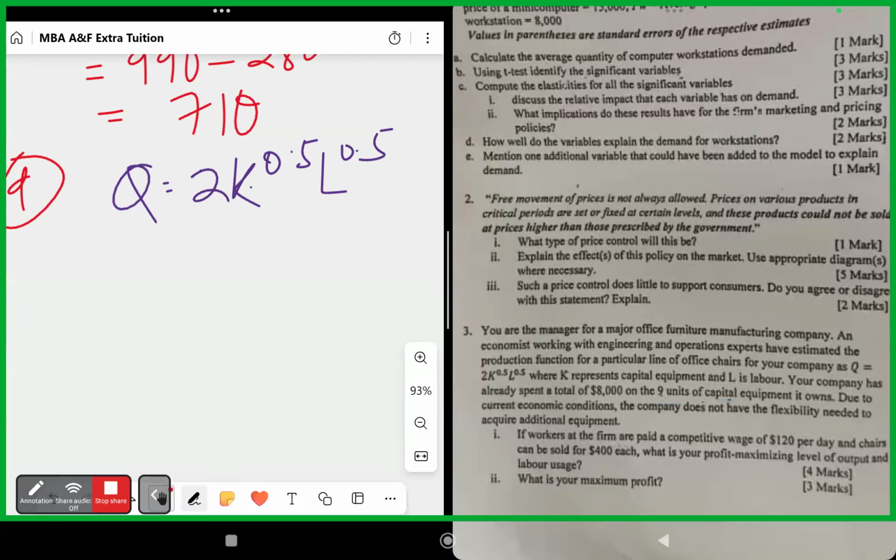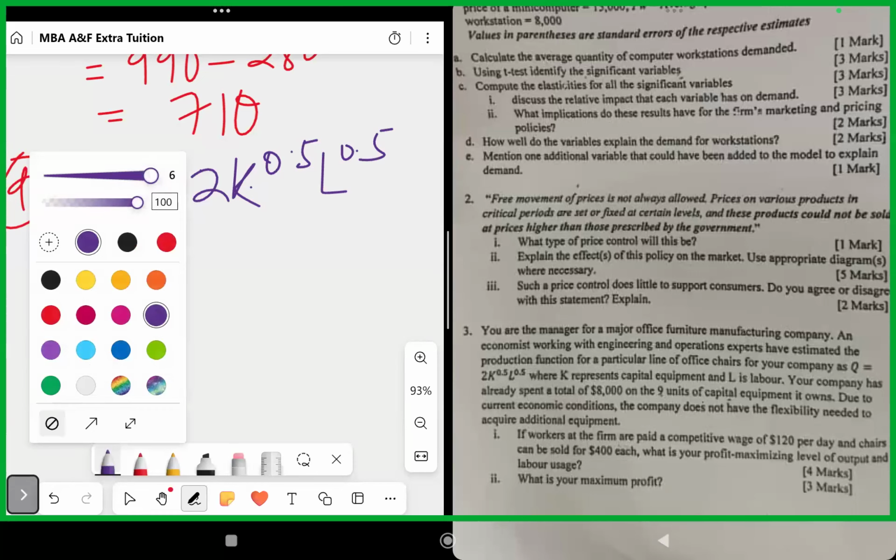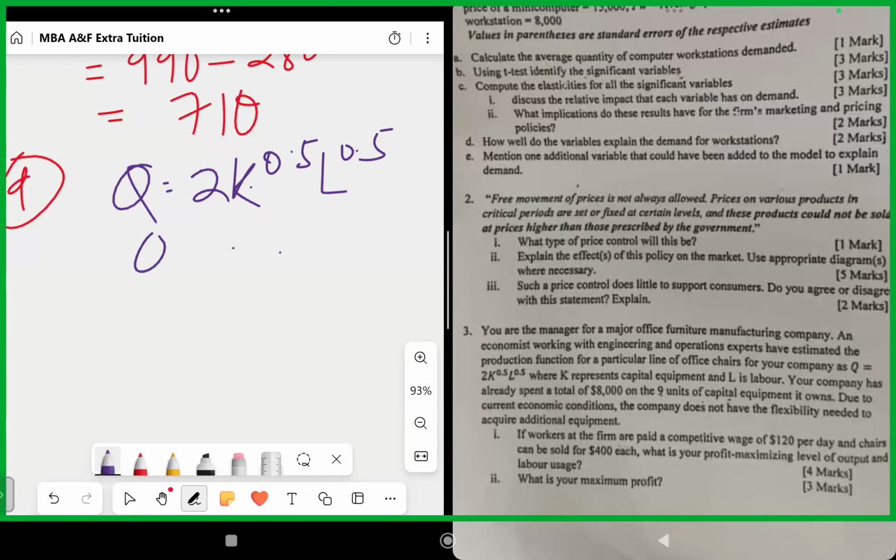So you just go into the equation and substitute just as we did. Substitute the K with the 9, then make it 0.5, L 0.5. Now, this 0.5 is for the 9. 0.5 is the same as half. Are you getting it?